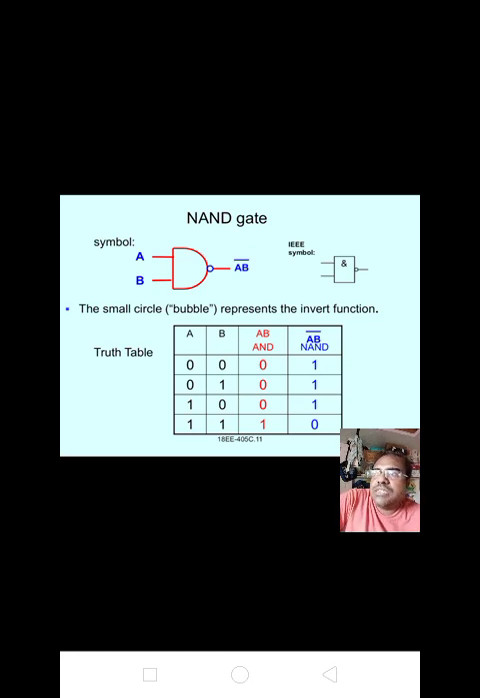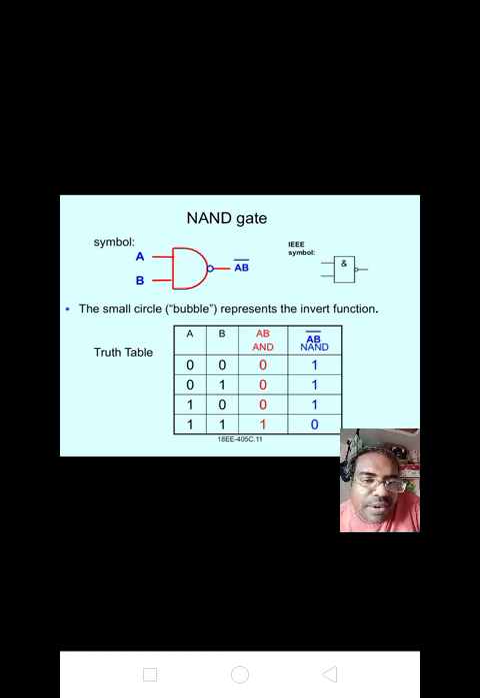0 means 0, 0. 1 means 0, 1. 2 means 1, 0. 3 means 1, 1. Now AB: 0 into 0 is 0, 0 into 1 is 0, 1 into 0 is 0, 1 into 1 is 1.